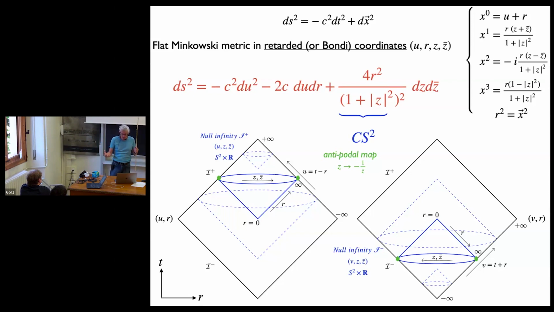And as I said, in the Carrollian picture, this antipodal map is unified in one coordinate slice, because there's no absolute time. In other words, these diagrams are on the same footing.